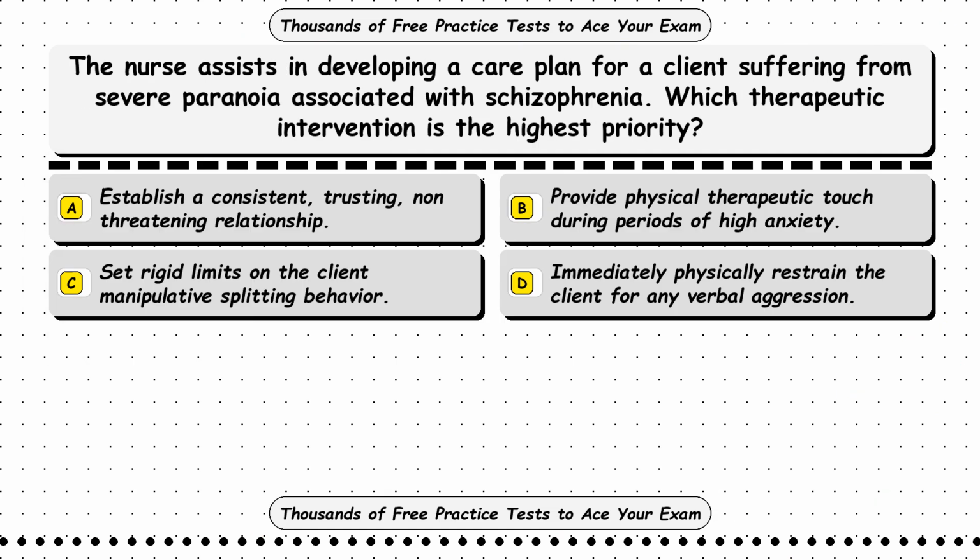Question 108. The nurse assists in developing a care plan for a client suffering from severe paranoia associated with schizophrenia. Which therapeutic intervention is the highest priority? Option A. Establish a consistent, trusting, non-threatening relationship. Option B. Provide physical therapeutic touch during periods of high anxiety. Option C. Set rigid limits on the client's manipulative splitting behavior. Option D. Immediately physically restrain the client for any verbal aggression.